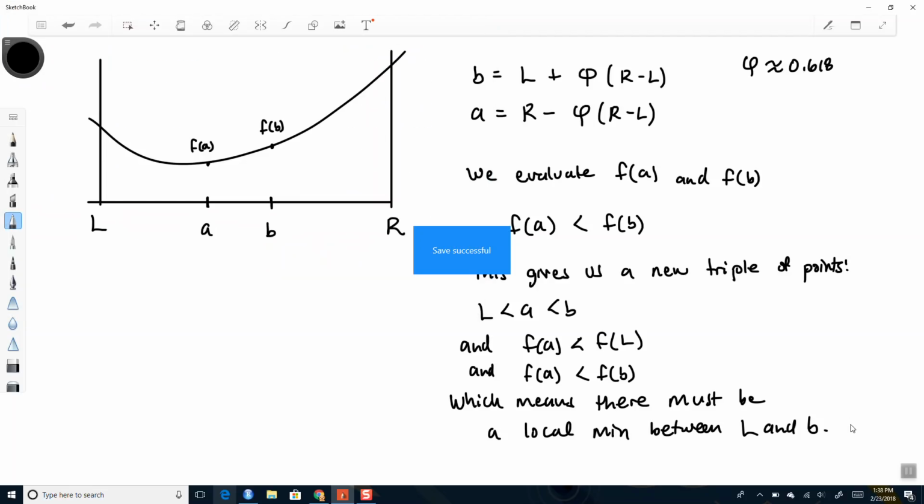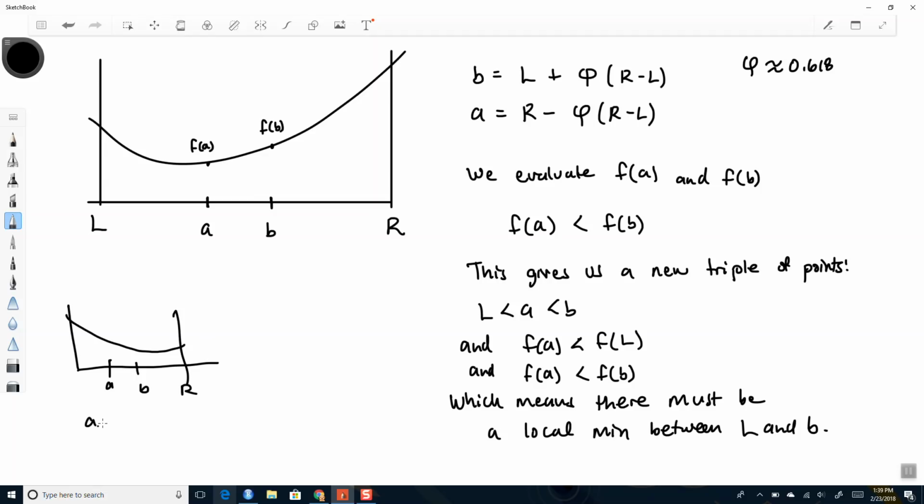Does that make sense? We've already evaluated f of L, f of A, and f of B. If f of A is smaller than f of B, then there must be some point between L and B where there's a local minimum, because f at A is less than f at L and f at A is less than f of B. If we had the opposite, then A, B, and R would form a new triple of points. If we had the opposite situation, where it went like this, with A, B, and R here, then A, B, and R would form a new triple, where f of B is less than f of A.